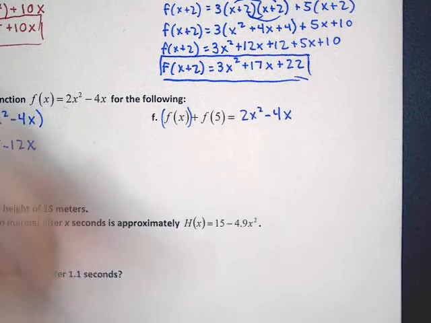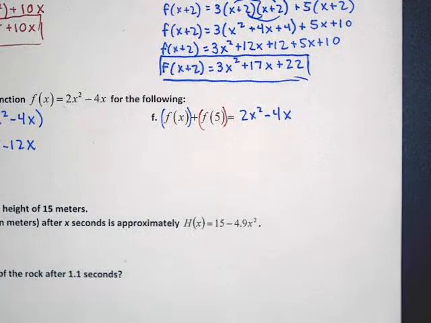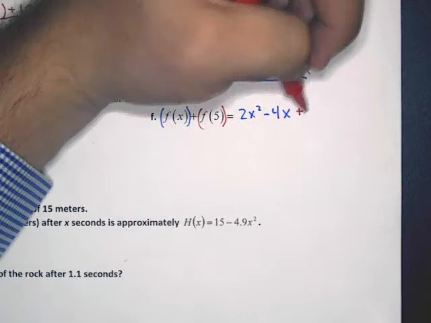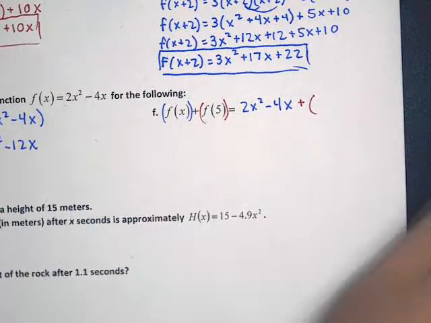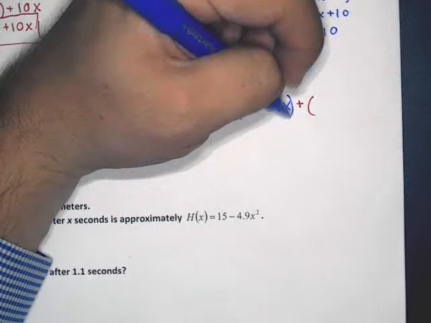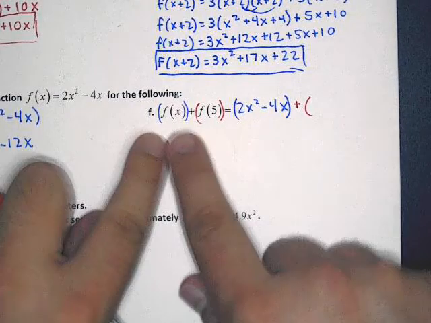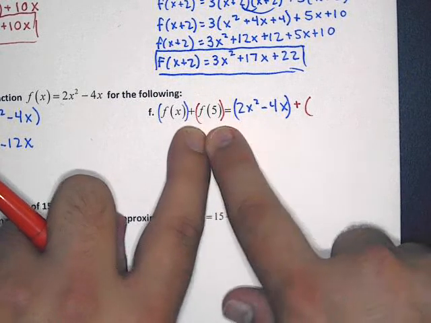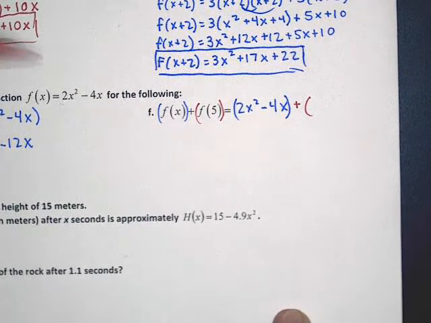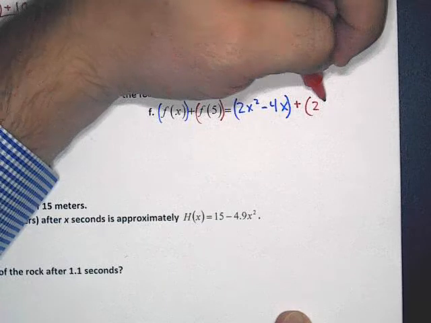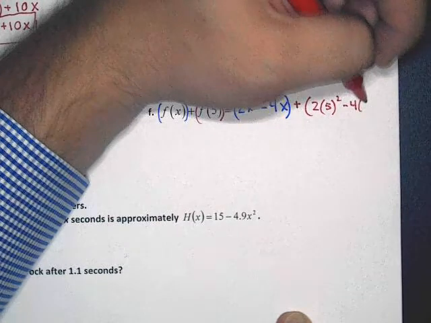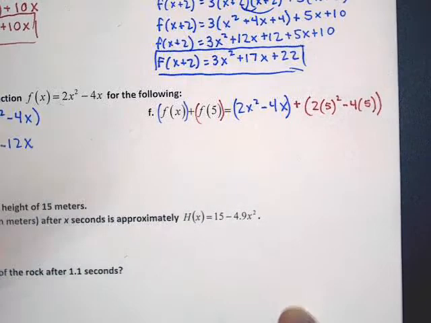Now, we do have to add f of 5 to this function, which means I am going to, actually let me change colors here. I'm going to say f of 5, so I'm going to add, and actually let me be exact here for you guys so you know what I'm doing. So I took my blue parentheses and I replaced inside the blue parentheses. Now I'm going to do the exact same, but now with the red. So 2, and I'm going to replace now 5 squared minus 4 times 5, something like that.